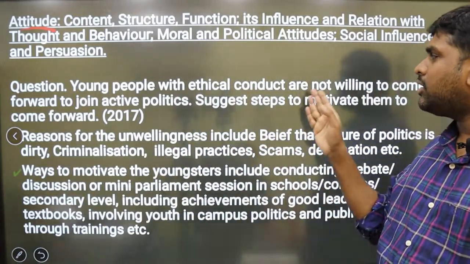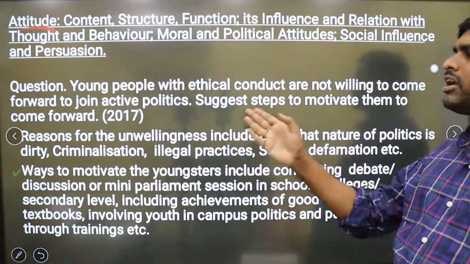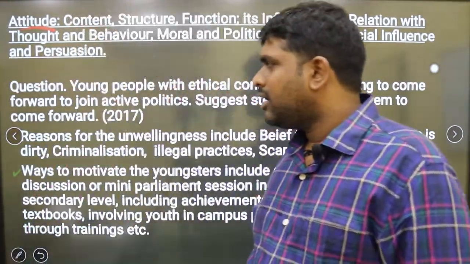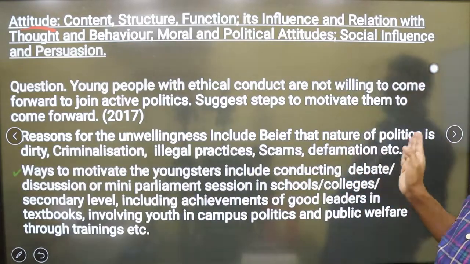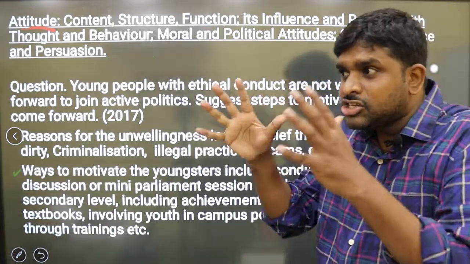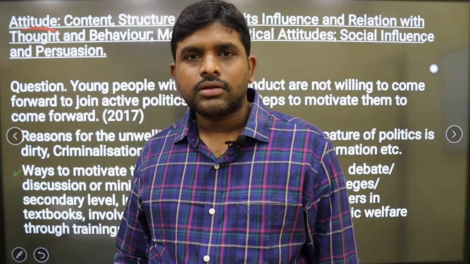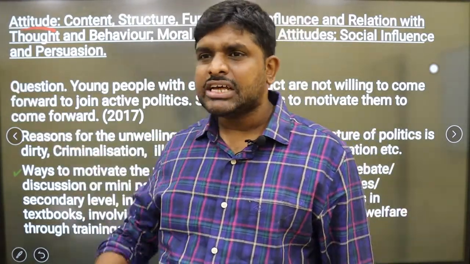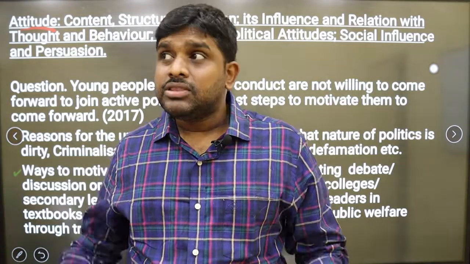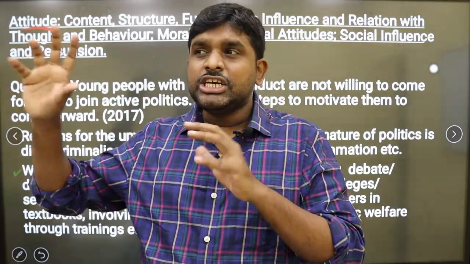Attitude. It's about attitude. Question: Young people with ethical conduct are not willing to come forward to join active politics. Suggest steps to motivate them to come forward. Why? Because they think that politics is dirty. Reasons for the unwillingness include the belief that the nature of politics is dirty: criminalization, illegal practices, scams, defamation. We had this notion, and because of that the young people are not coming into it. Young people should participate not only in preparing for civil services, they should also participate in politics equally. But there is some notion, some prefixed ideas and prejudices.